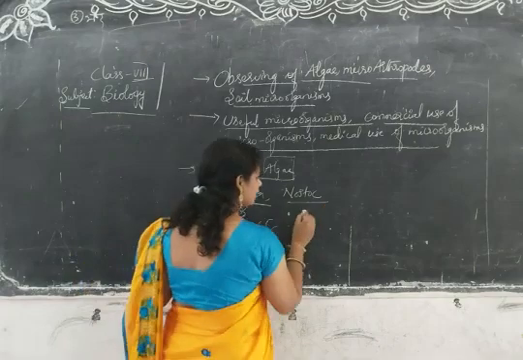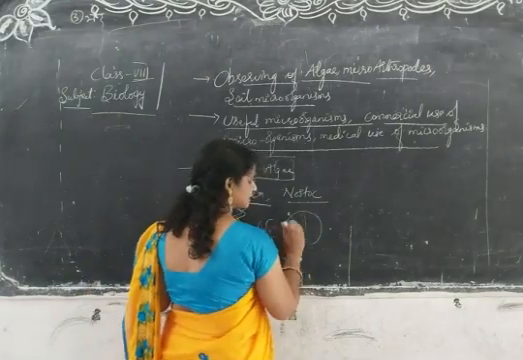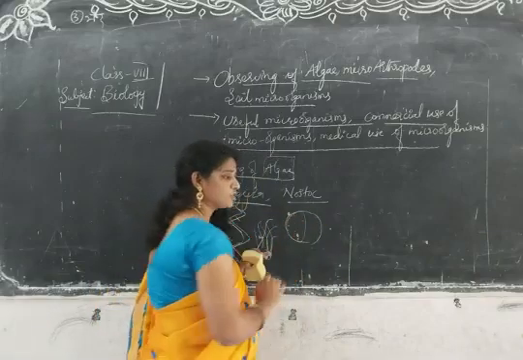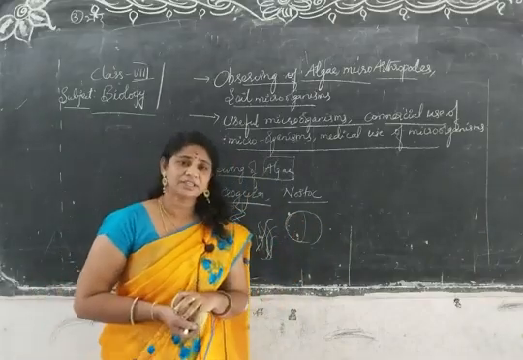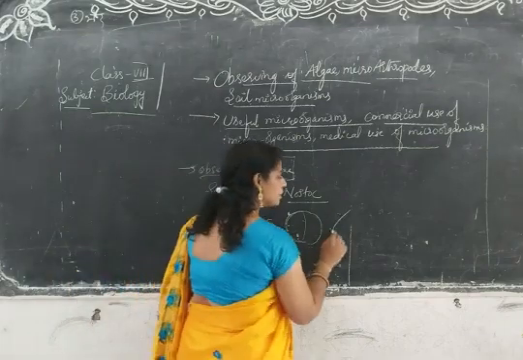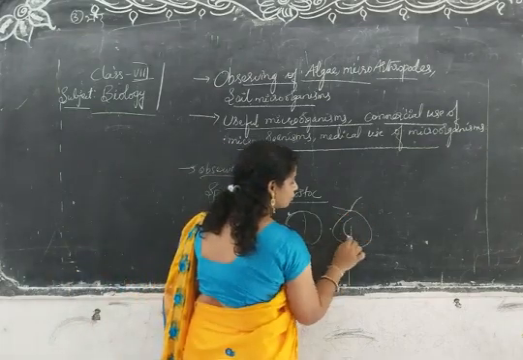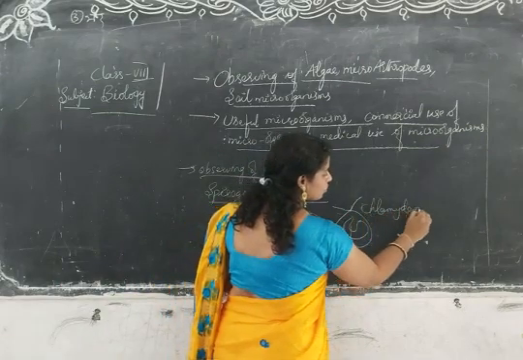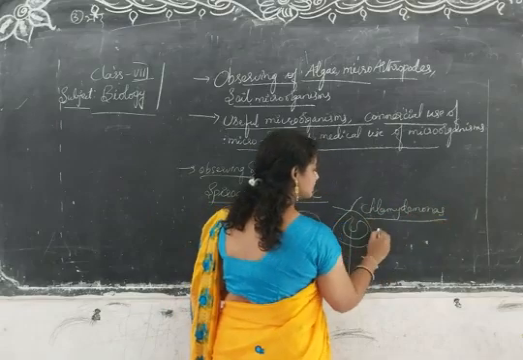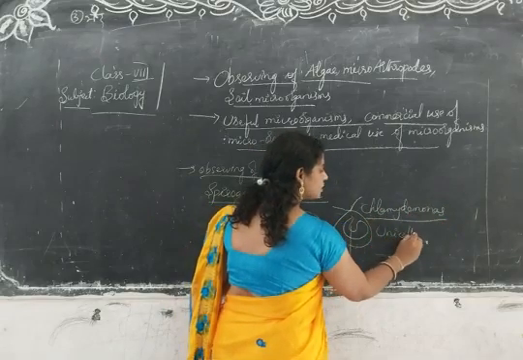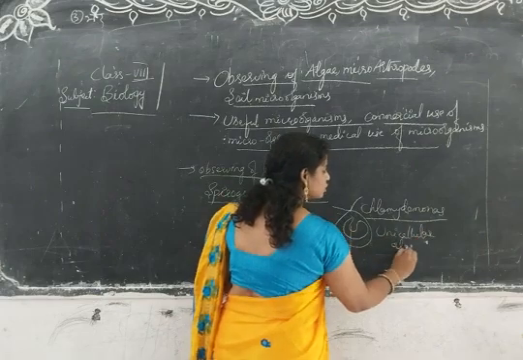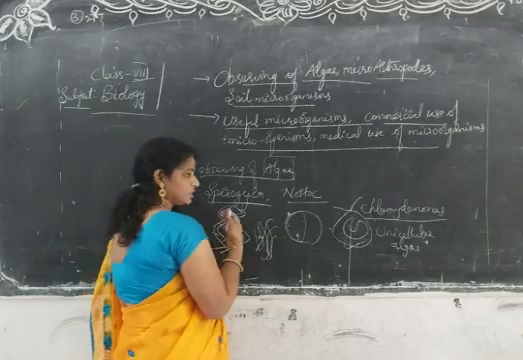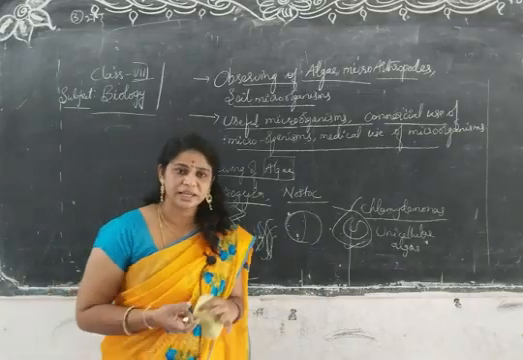Whereas Nostoc is just like a cup, like a soap box. They come close and open, just like a soap box, which we cannot see with our naked eye. Another example of algae is Chlamydomonas. See, this is unicellular algae, right? So what is happening? Generally, multicellular algae we can see with our naked eye.